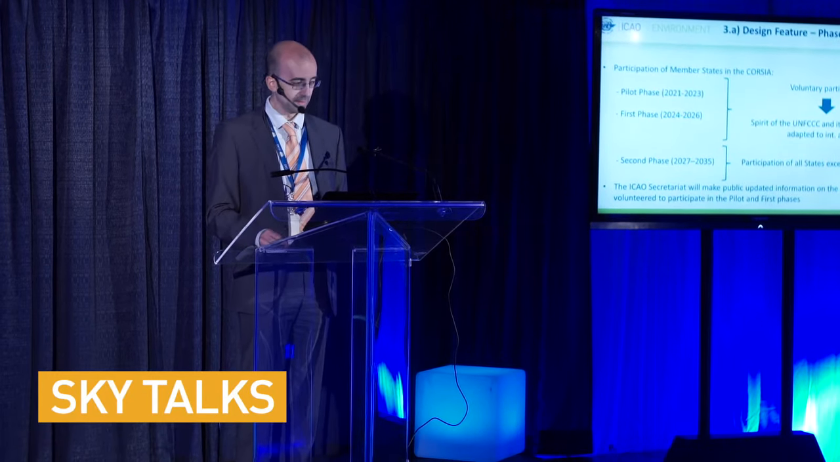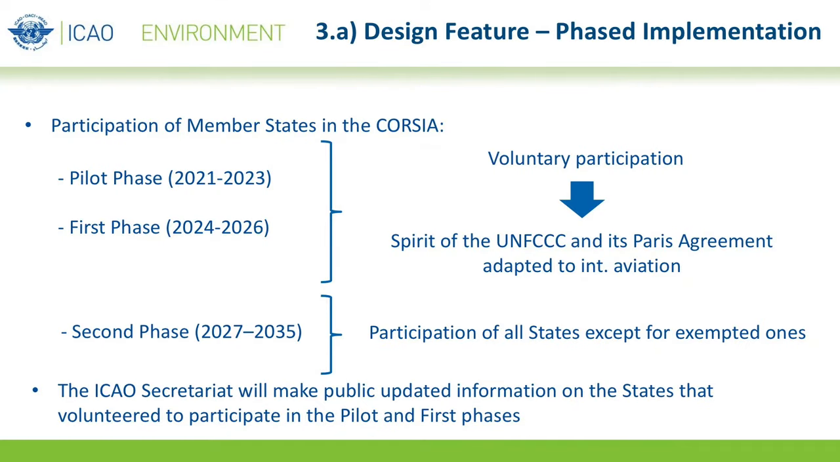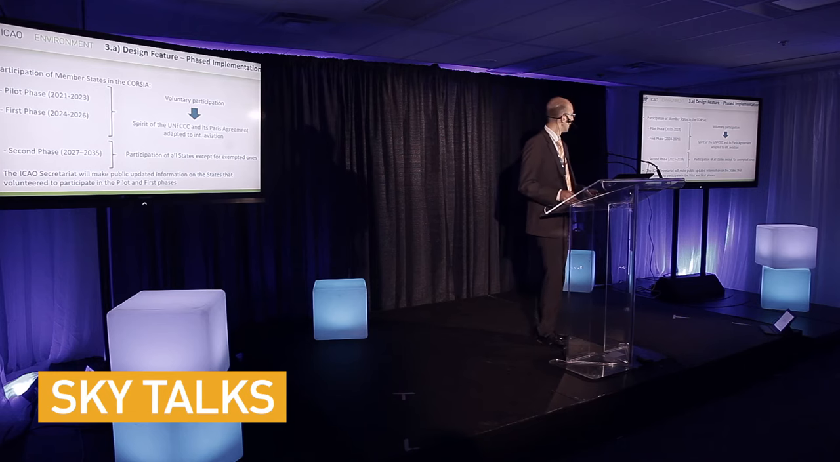So once we have defined the phases, we have to look at how and when member states participate in the scheme. So CORSIA establishes that for the pilot and first phases, participation will take place on a voluntary basis. This is very much in line with the spirit of the United Nations Framework Convention on Climate Change, UNFCCC, and its Paris Agreement, where, as you know, countries establish their mitigation objectives on a voluntary basis under their nationally determined contributions. For the second phase of the scheme, the CORSIA establishes that participation will be for all states except for exempted states. And in the next slide, we'll get into details on what these exemptions imply.